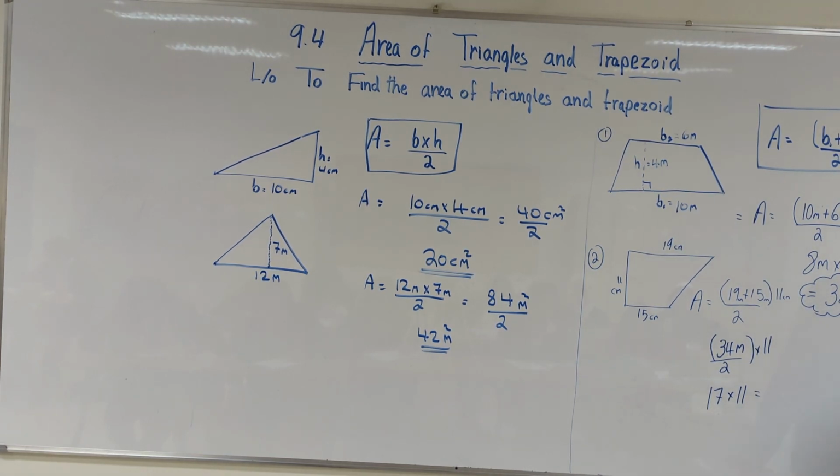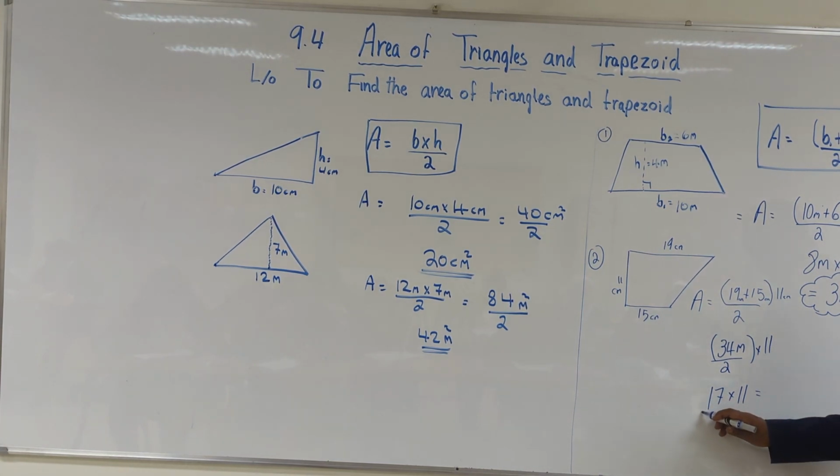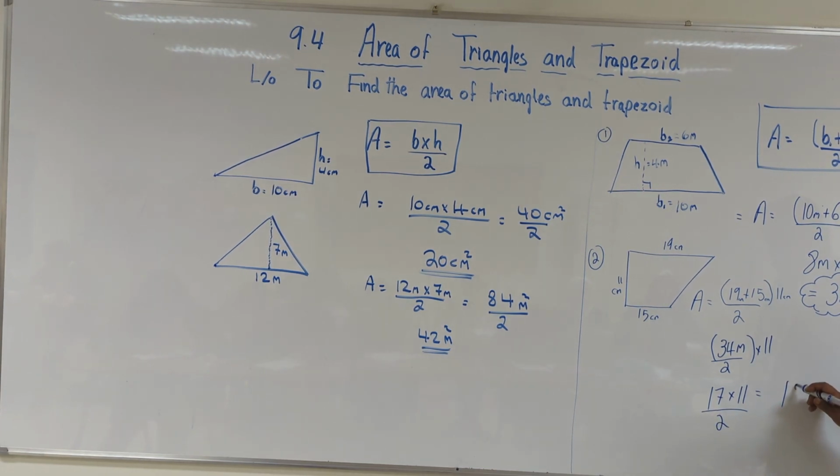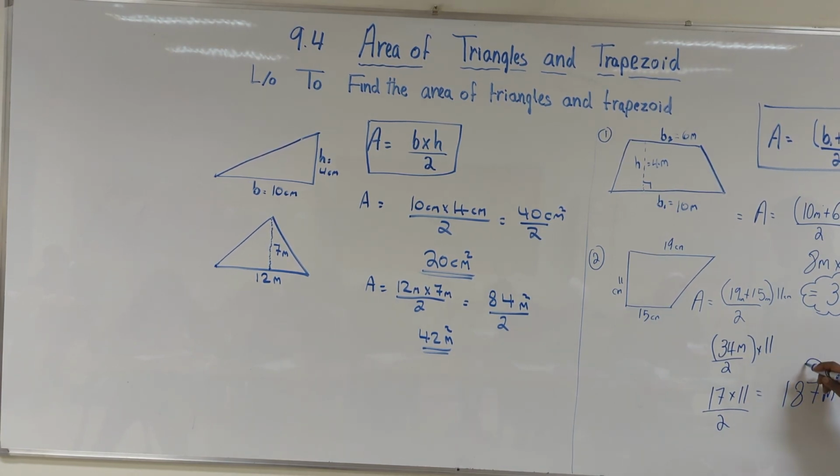Anyone else? 177? I don't know. Can you make up your minds, girls? We do one. What is 11 times 34? And then divided by 2? 187. 187 meters square. This will be our final answer.